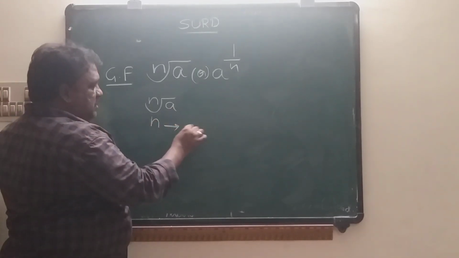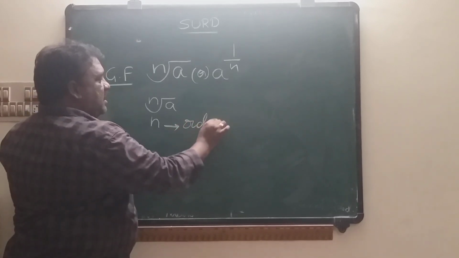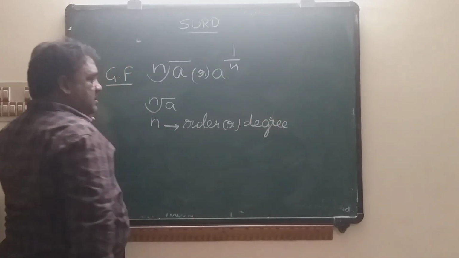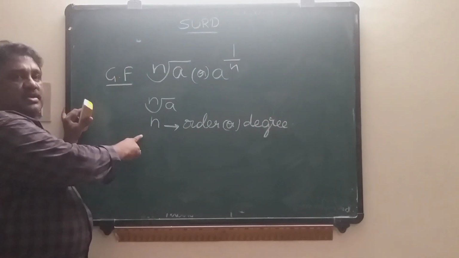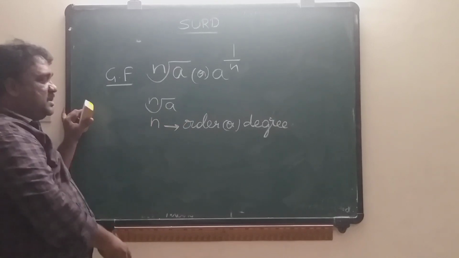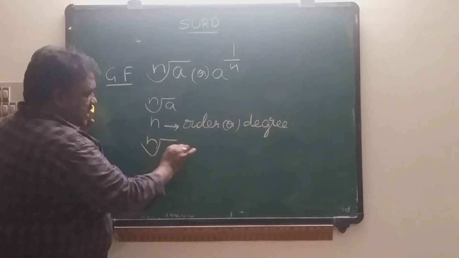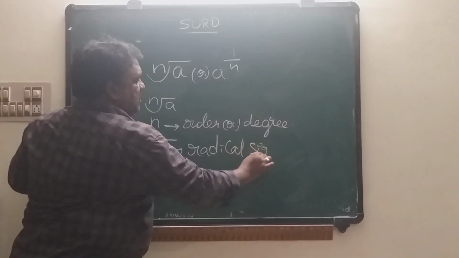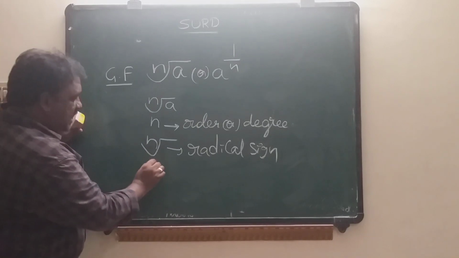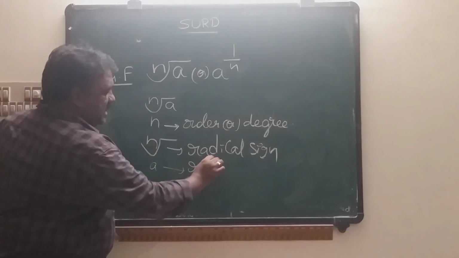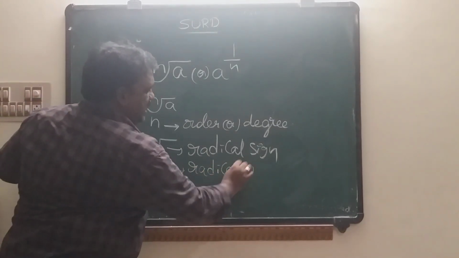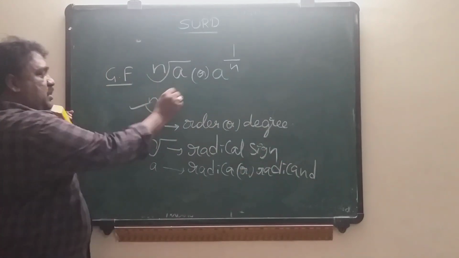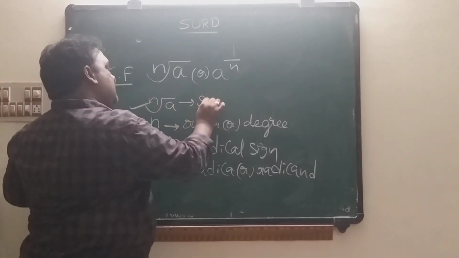So in nth root A, n is known as the order or degree of the surd. Nth root is known as the radical sign. A is known as the radicand. Totally, nth root A is known as radical or surd.